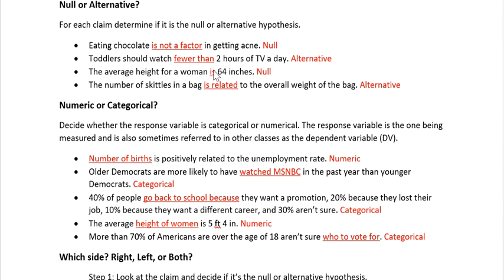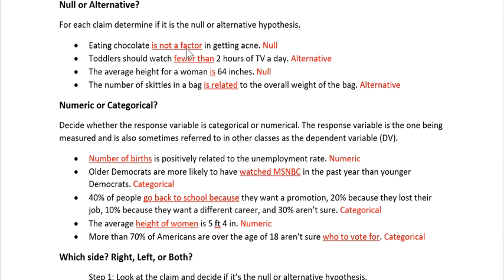Toddlers should watch fewer than 2 hours. The "fewer than" is an alternative. The average height for a woman is 64 inches. That's your null, because it's an equals to. The number of Skittles in a bag is related. So "is related" is an alternative.